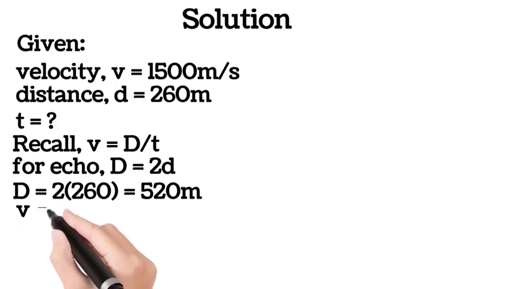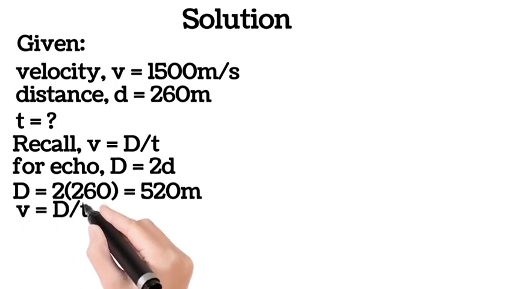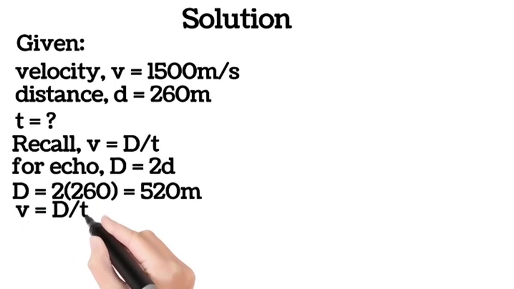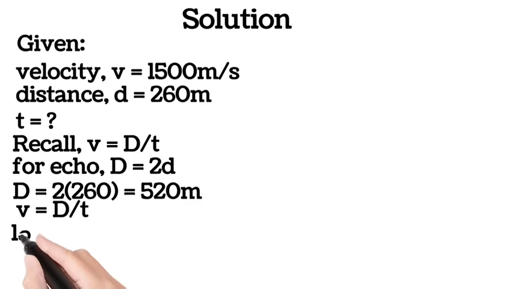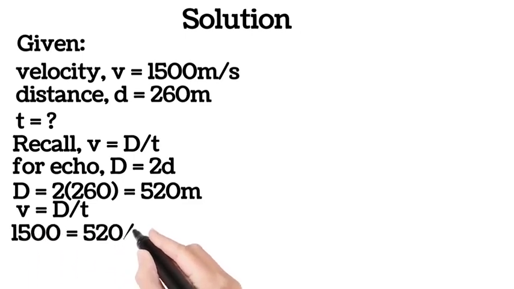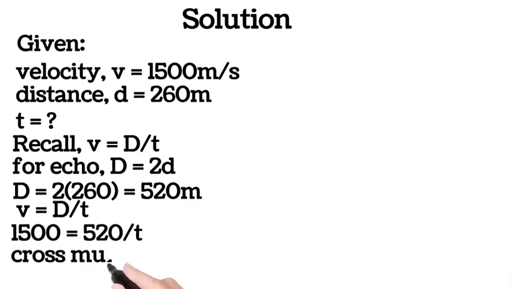Then we bring it back to our initial formula, which is V equals capital D over T, and we are given V as 15. We have D as 520. So 1,005 equals 520 over T. What do we do here? We cross multiply. If we cross multiply, we have 1,500 T equals 520.